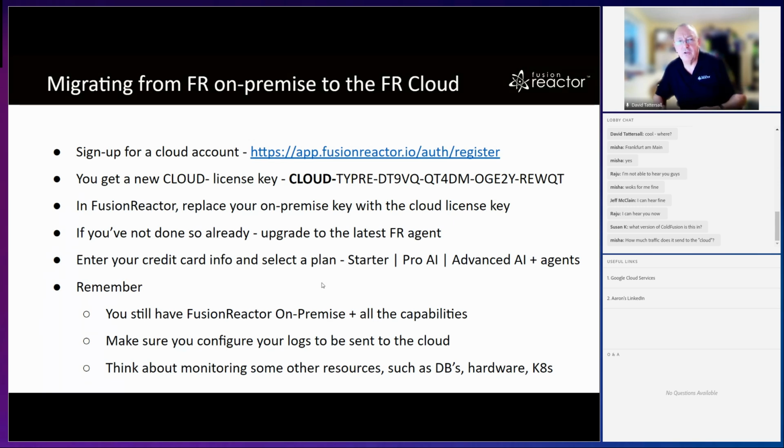We're actually just about to release the Fusion Reactor 12 agent. So that should be coming out very, very soon. Yeah, that's it. Put your credit card in and off you go. And if you do go for cloud, and you're using the Fusion Reactor agent, you've got all the on-premise capability, so you don't lose anything. All you do is add cloud capability. And like I said, you can also monitor logs, and you can also monitor other resources like IIS or databases or Kubernetes.